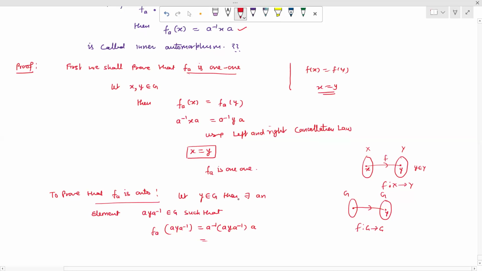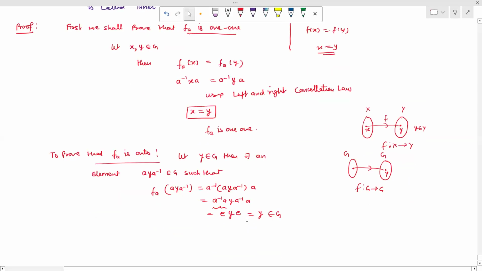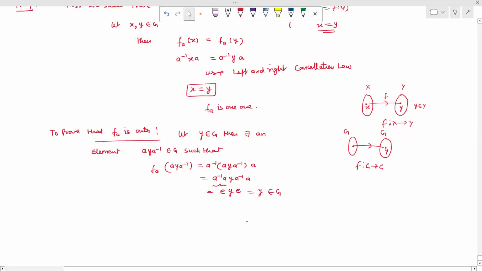So this can be written as a inverse into a, y, a inverse into a. So a inverse into a is equal to e. So e y into e, or e y into e, gives us y. Or this y belongs to G. So it means that this y has a pre-image. So fa is onto.